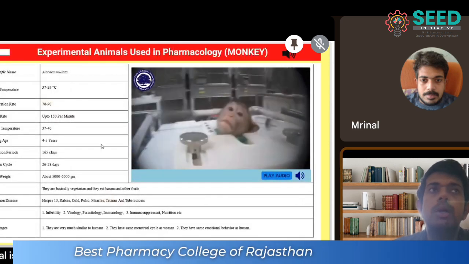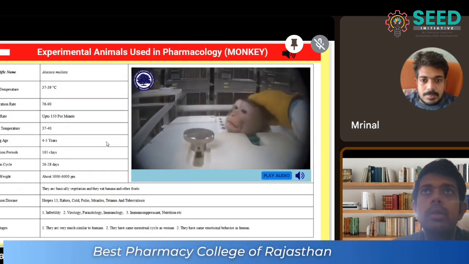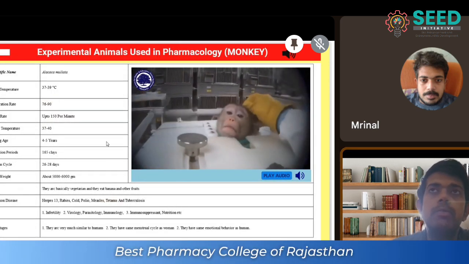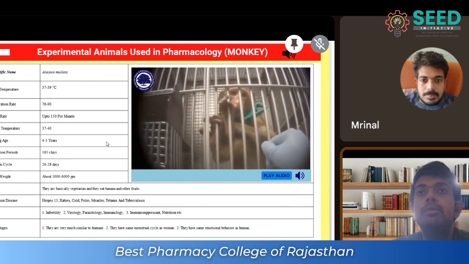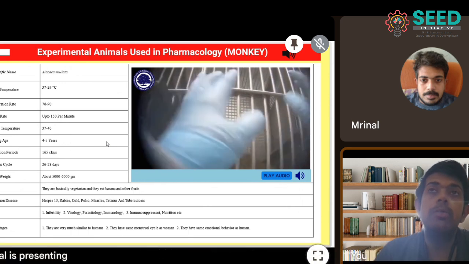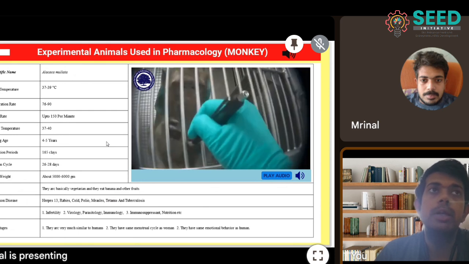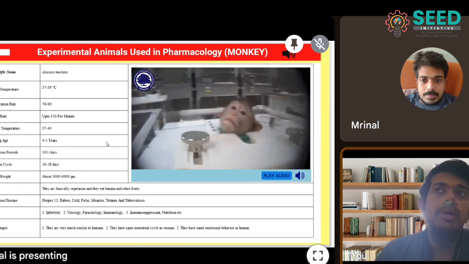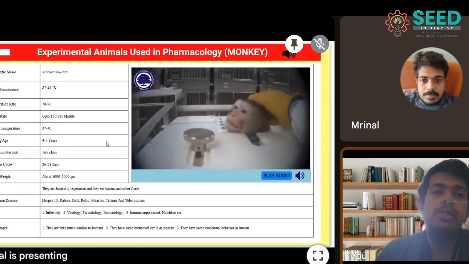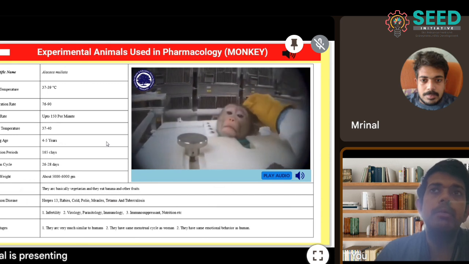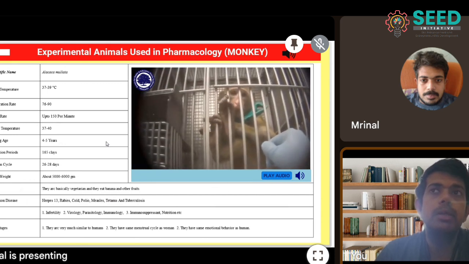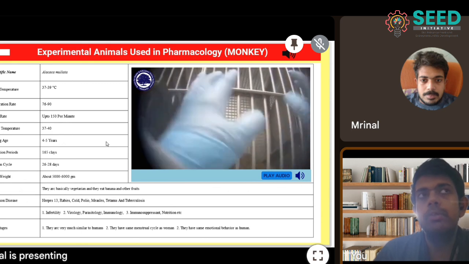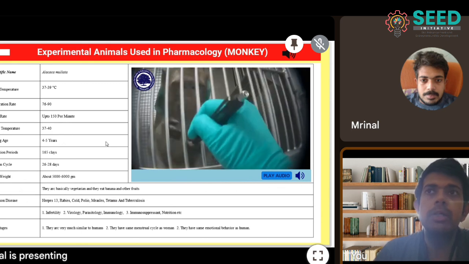Then we'll go for monkeys. Monkeys are scientifically known as Macaca mulatta. Body temperature is around that of humans, 37 to 39 degrees Celsius. Respiration rate is 76 to 90 per minute. Pulse rate is around 150 per minute. Room temperature should be around 37 to 40 degrees Celsius.